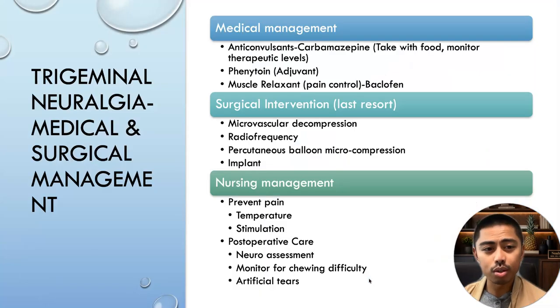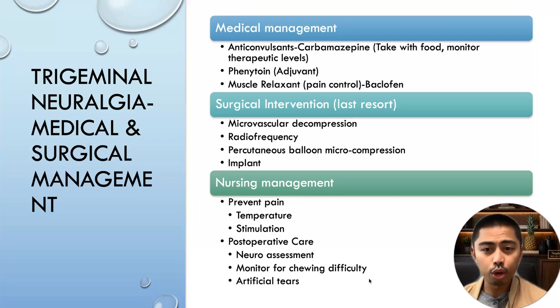Now, how do we treat this? Our first line medications are anticonvulsants, specifically carbamazepine. That's going to be our first line. We take that with food, and we want to make sure we monitor their CBC and liver function. We can use adjunctive therapy meds, which are your phenytoin or baclofen, for muscle-related triggers. If needed, we can do surgery, and that's only reserved for any kind of refractory cases.